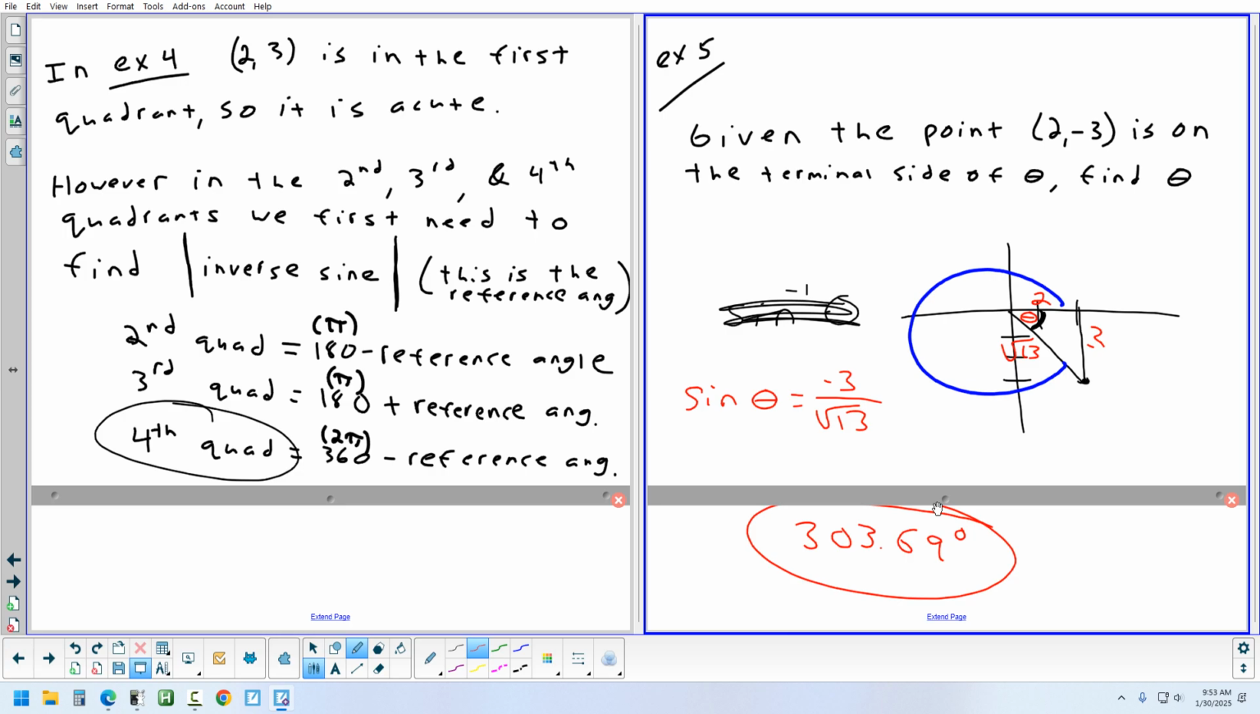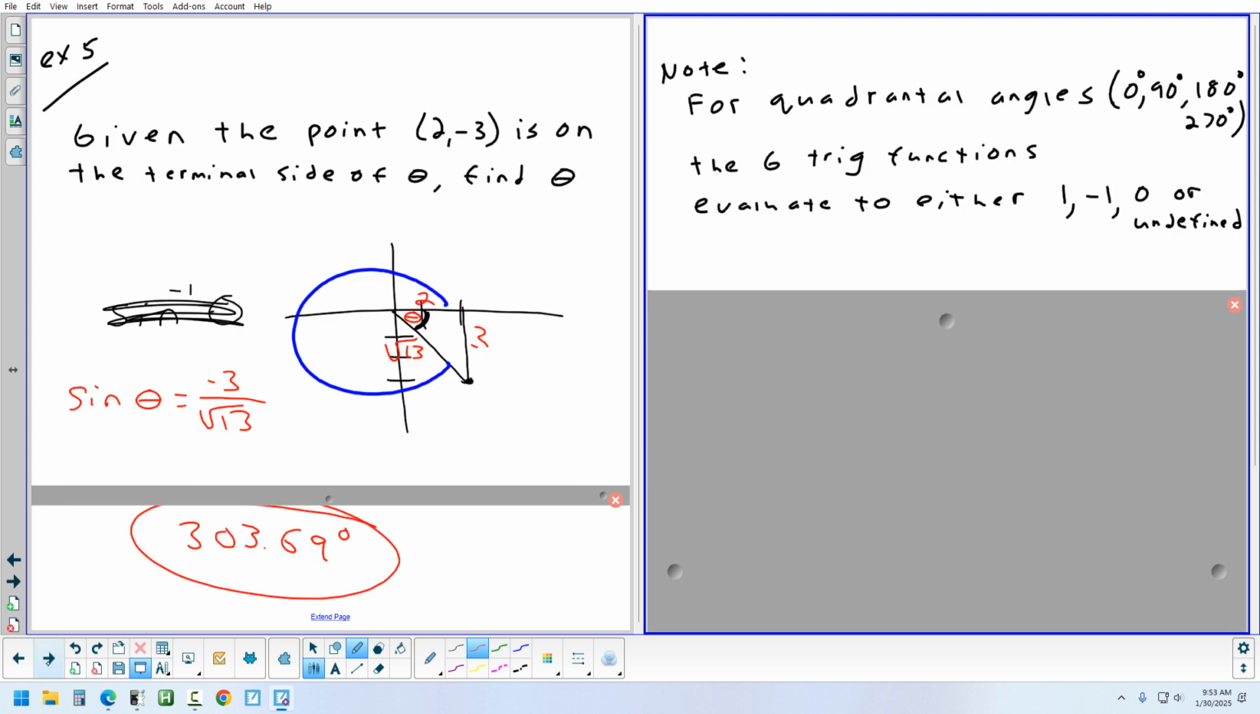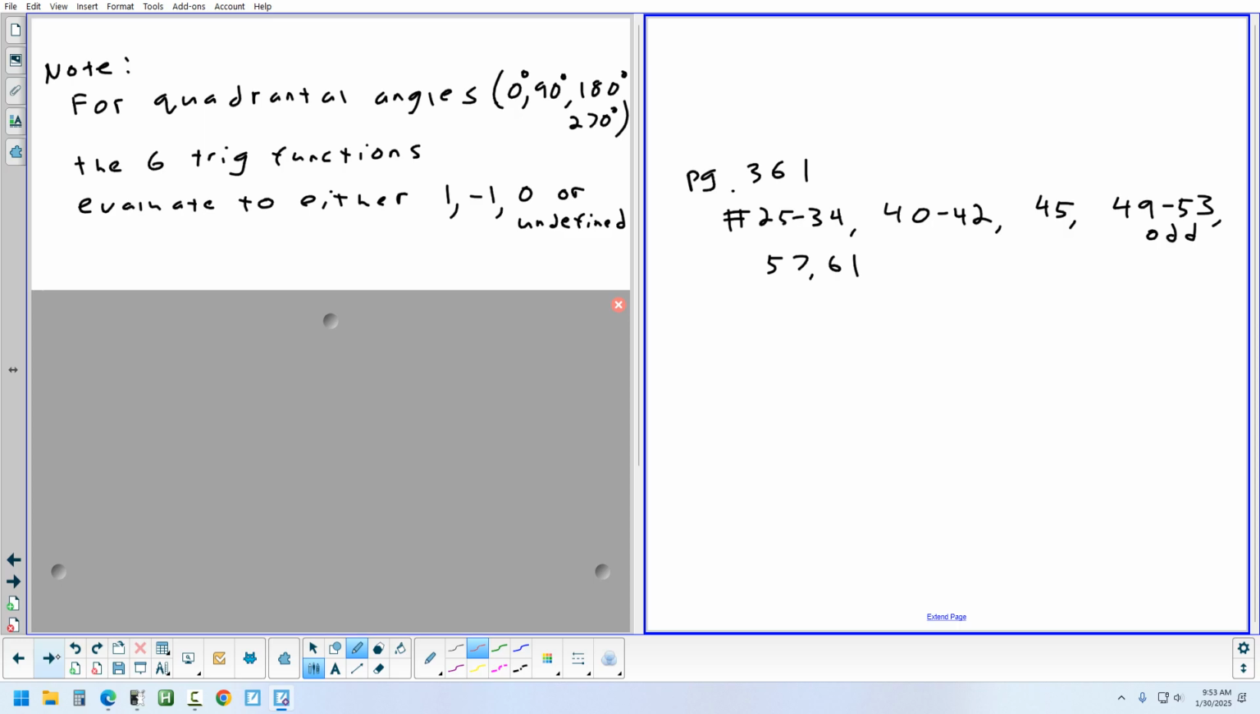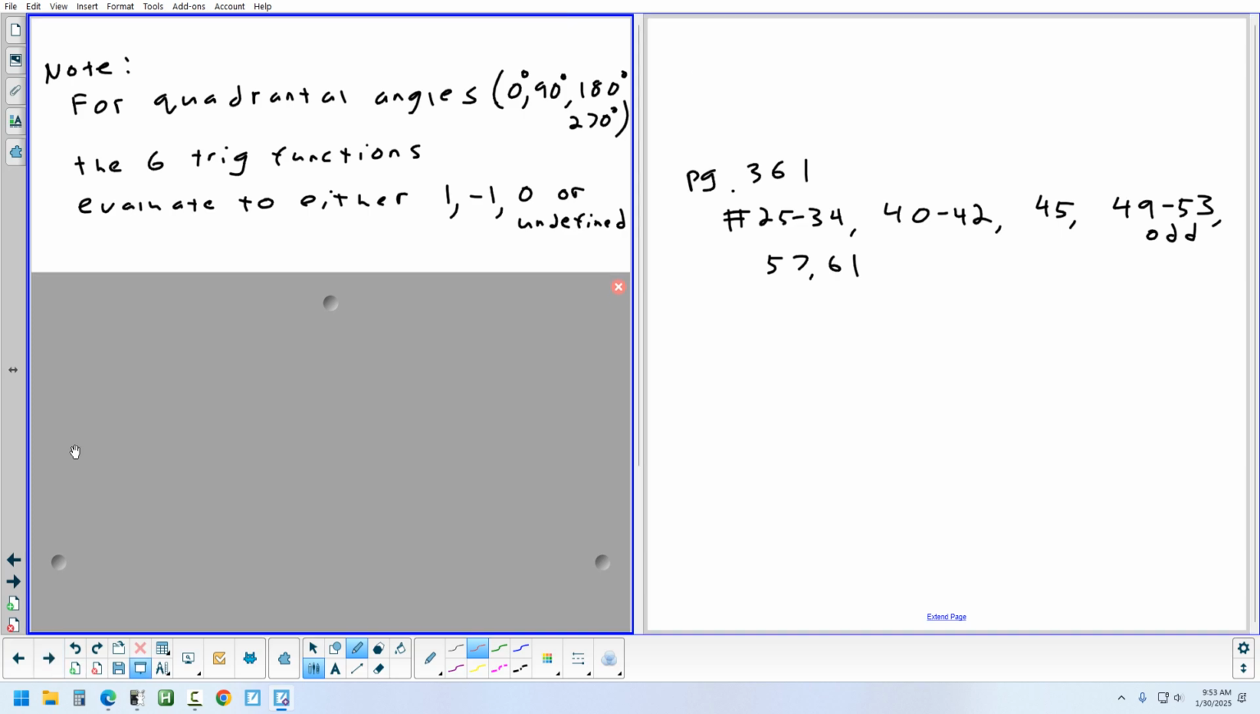All right. Any question on that? Okay. So the very last thing we're not going to get to, I'm just going to put that up. The angles 0, 90, 180, and 270, I think I said this before, are called quadrantal angles. When we did unit circle trig with them, all our answers were either 1s, -1s, 0s, or undefined.